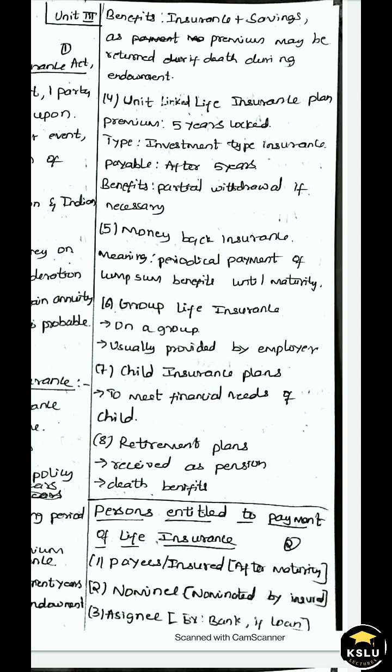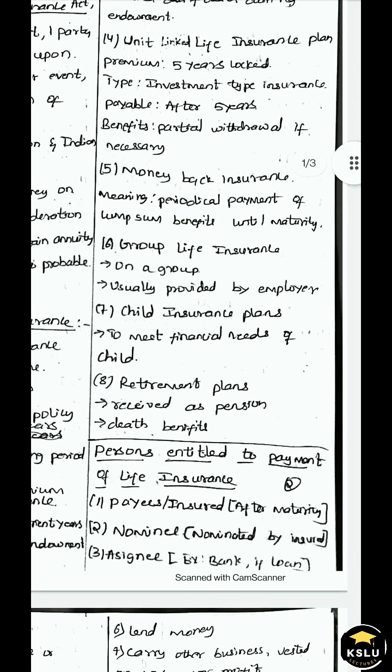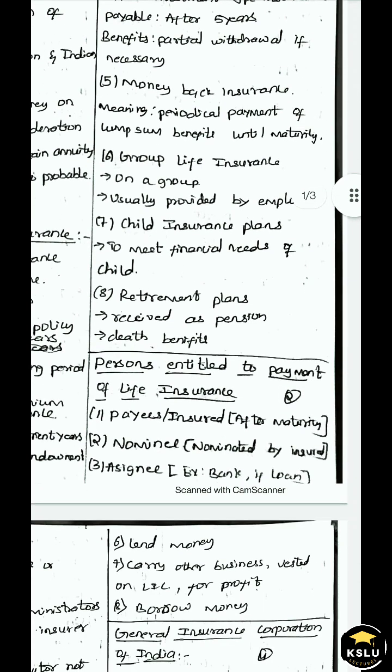So the insured pays the premium for his child, and when the child reaches his age of majority, say for example 18, then the policy will mature and the child will get the benefit. The next is retirement plans. This is done by the insured for his retirement. So he pays premium until his retirement, and after retirement he will get the maturity as a pension. And if he dies before that, then he will receive maturity as death benefit.